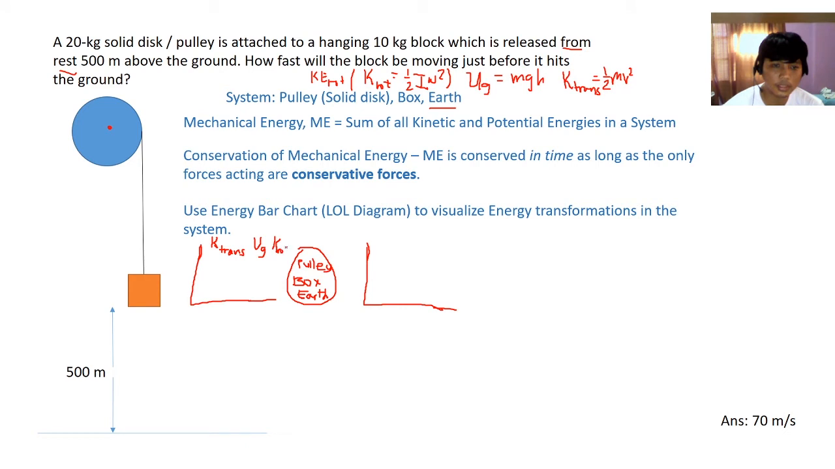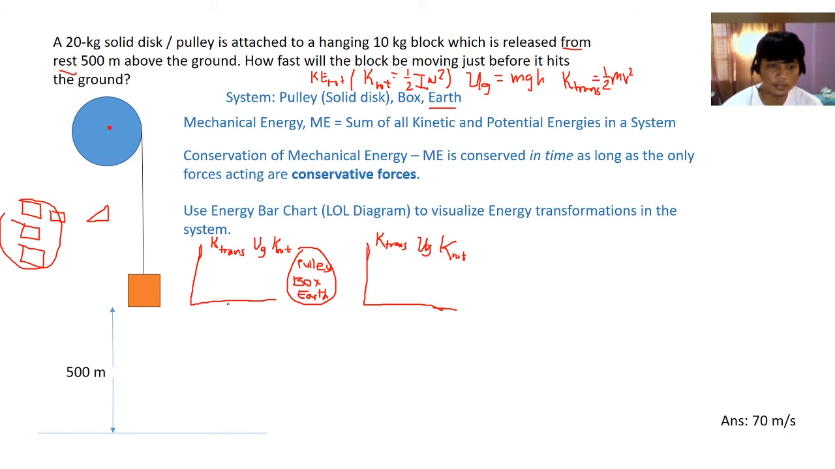These are all the possible rotational energies for the initial time. And for the final time, we also have all the possible energies: K trans, UG, and K rot. The rules for drawing an LOL diagram: you have four boxes, and you can divide each box into little triangles. You try to estimate how these four boxes are distributed among these three energies.